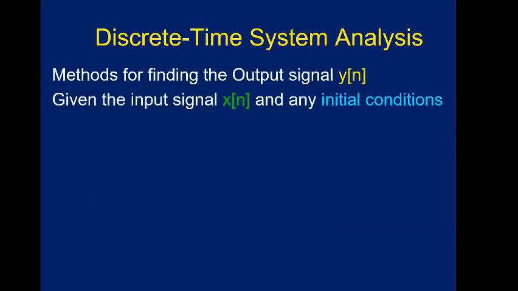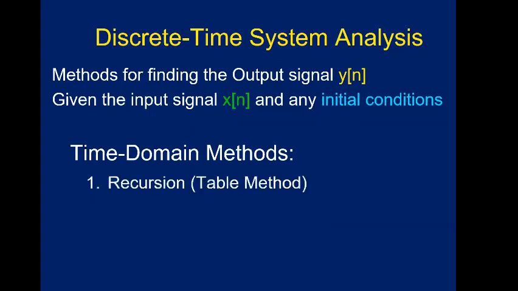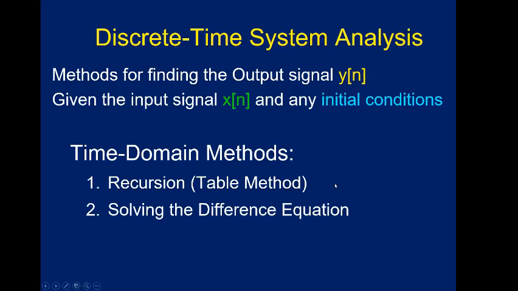And so far, we've got one method for doing system analysis. That's recursion, a table method for finding the output for a given input and a given set of initial conditions. Next week, we're going to start working on doing that same job with analytical functions, with functions of n to describe my input signal, with a difference equation to describe my system, and to come up with a function of n that describes my output signal.